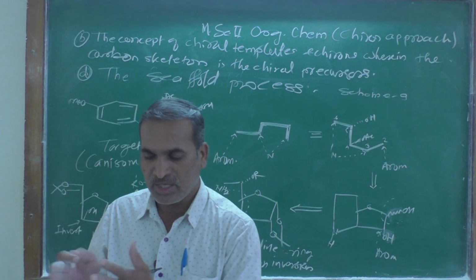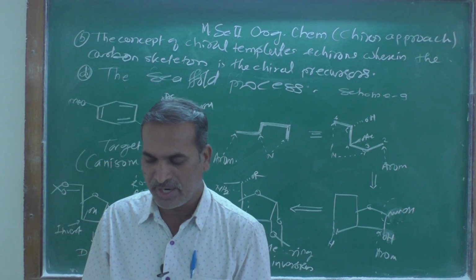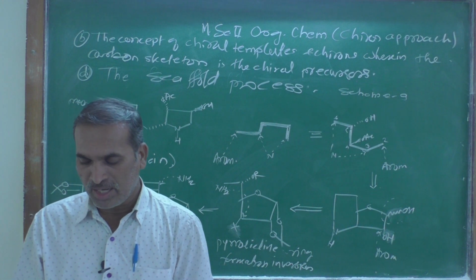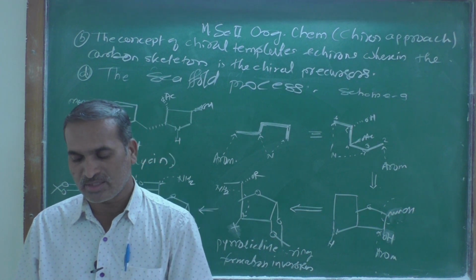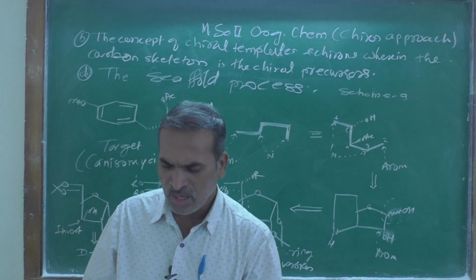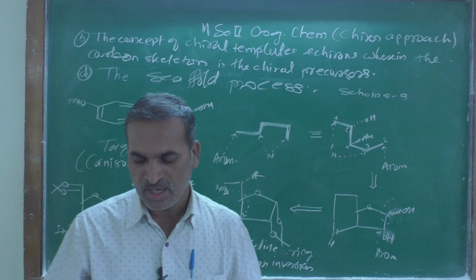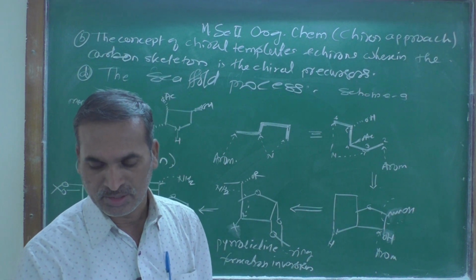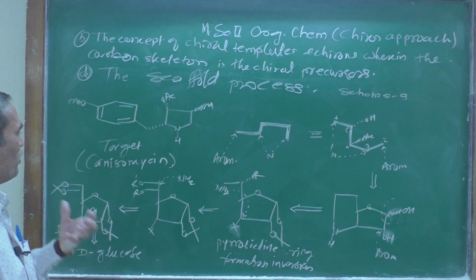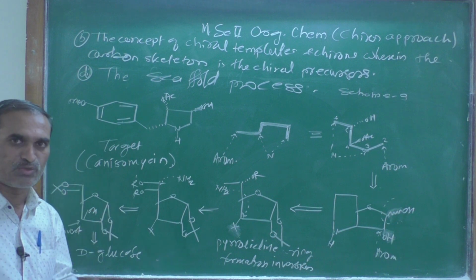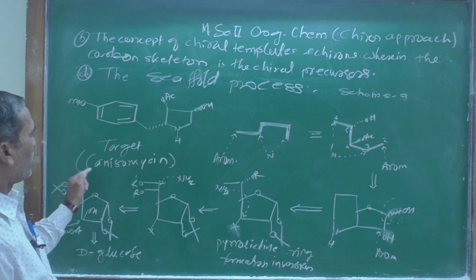Then, once the desired level of functionality and chirality is reached, the original carbohydrate portion of the molecule is unfolded to unveil the target or a segment thereof. This type of strategy can be related to a scaffold process, and scheme number 9 is shown here. Look at the target molecule. What is a target molecule? The molecule whose synthesis is being planned is known as the target molecule, here anisomycin.